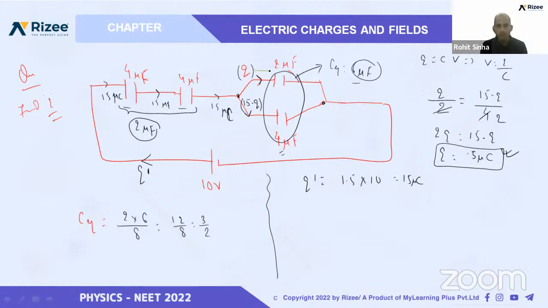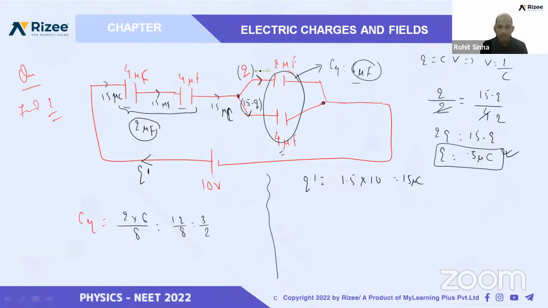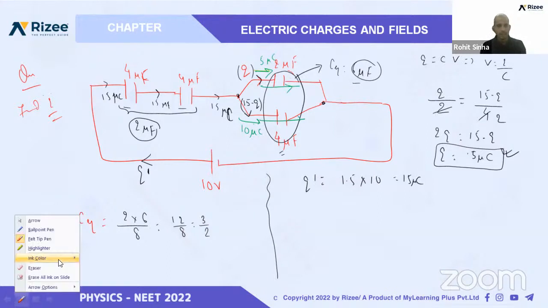how much charge has gone through this side? Charge gone by this side is 5 microcoulomb, and the rest of the charge, that is 15 minus 5, will be how much? 10 microcoulomb through this branch and 5 microcoulomb through this branch. Okay, any problem till now?